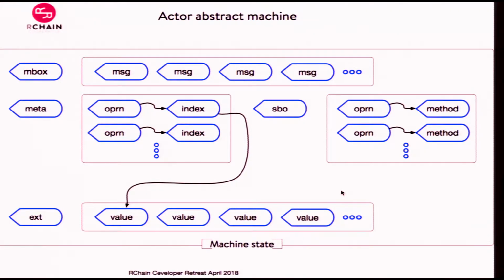Then exactly as I said, I've just done a pictorial representation of the words I said previously. So the meta is a key value store, storing a map from operations, which are keys inside messages, to indexes into the extension. So the extension is the actor's state, what it knows about from moment to moment, right? The values that it sort of houses or contains, and the shared behavior object is a key value database from operations to methods, method bodies.